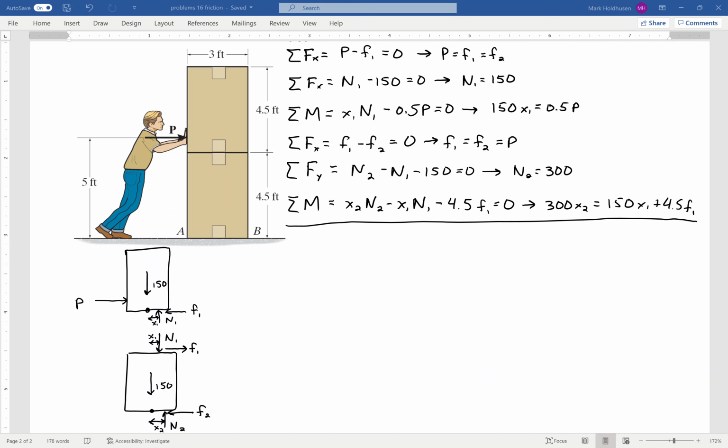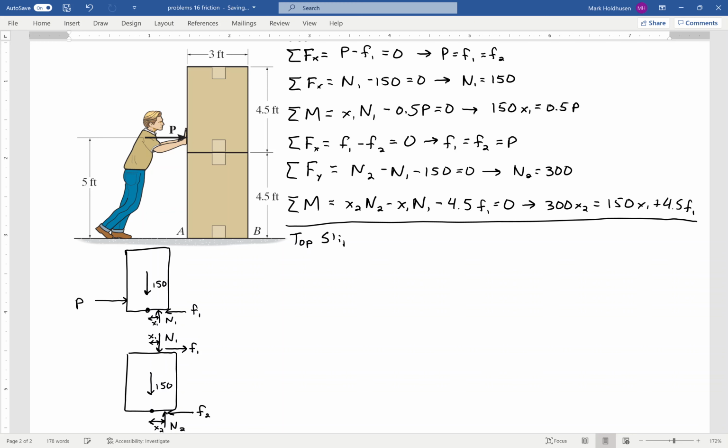Now we need to think about what actually happens here. There are four individual things that could happen. The top can slip or tip, or the bottom can slip or tip. And we're going to go piece by piece. Now remember, everything above this line is true for all of these conditions. So let's start by assuming the top slips.